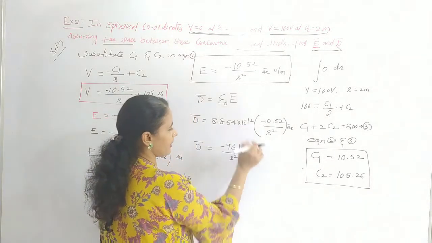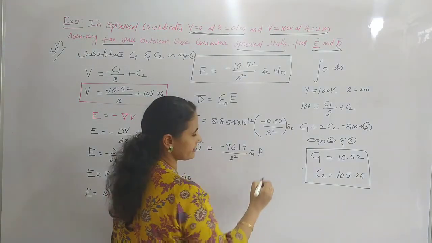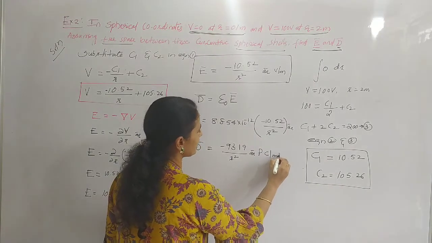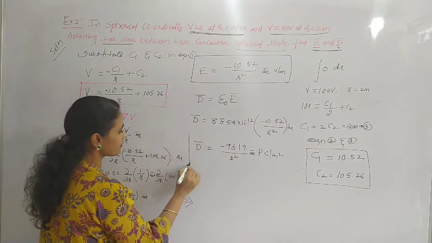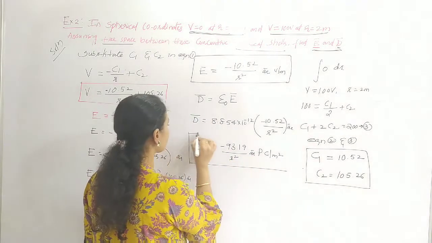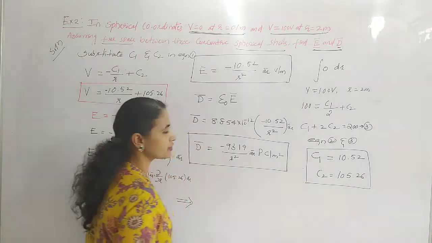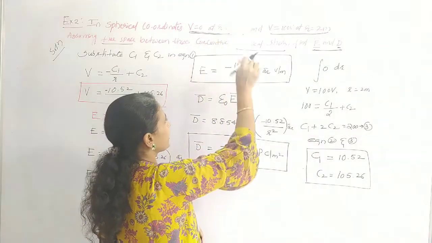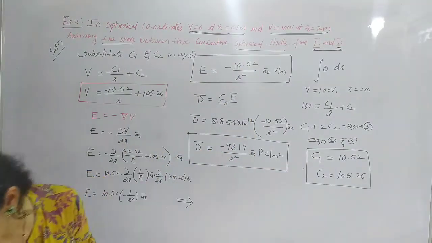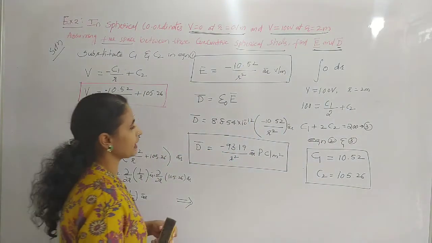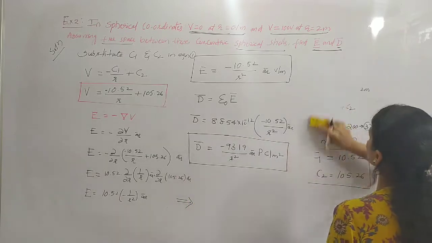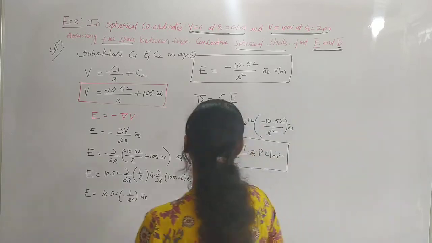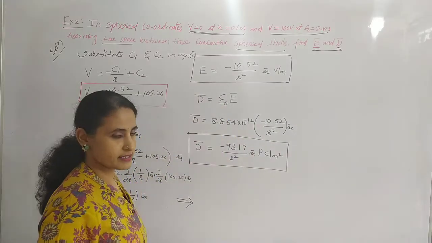We'll keep this 10 power minus 12 as it is, or we can write it as a pico. So 10 raised to minus 12 coulomb per meter square, this is D bar. At the boundaries, by substituting R as 0.1 you will get different electric field and flux densities, and at the same time if you substitute R as 2 meters, you will get different values of electric field and flux densities.